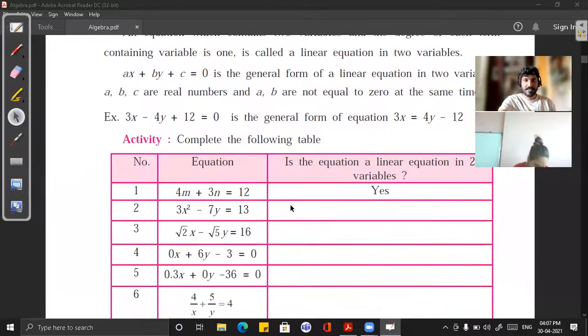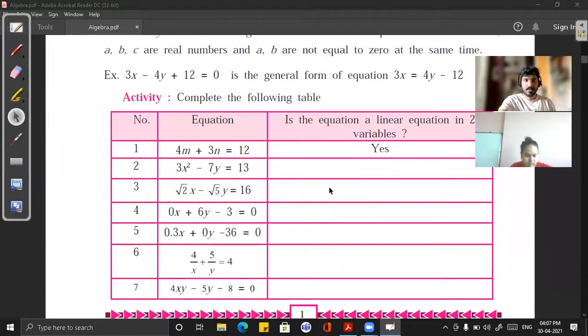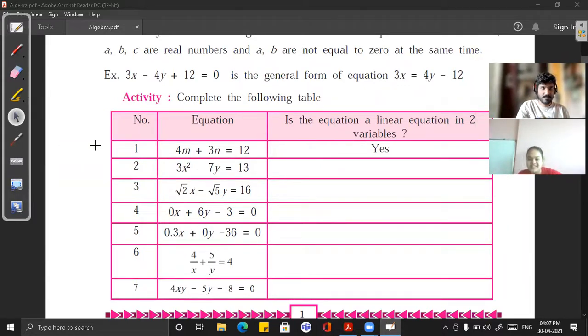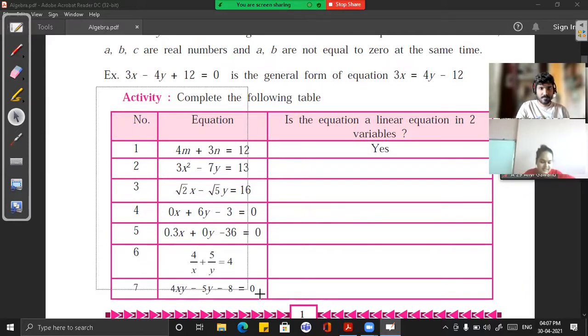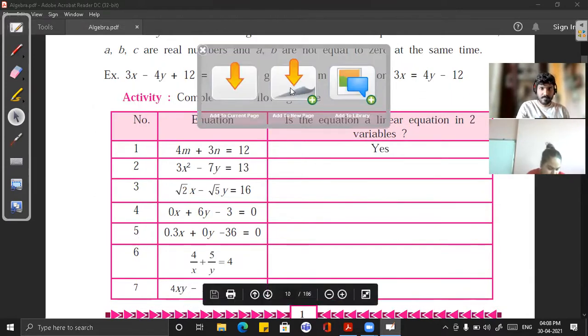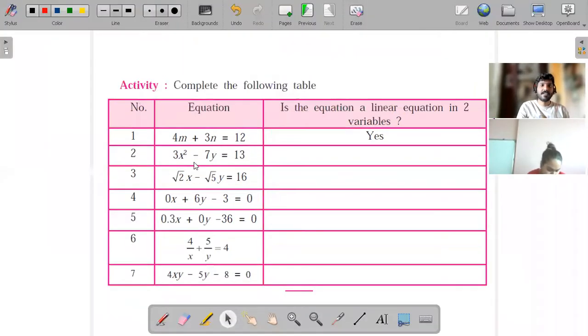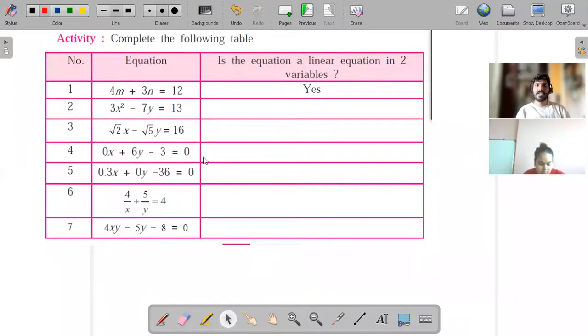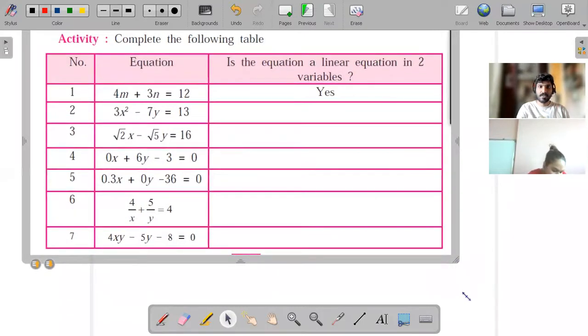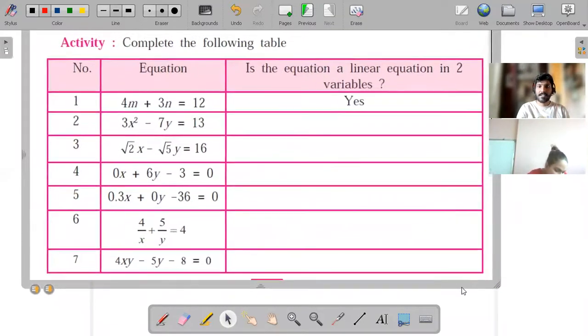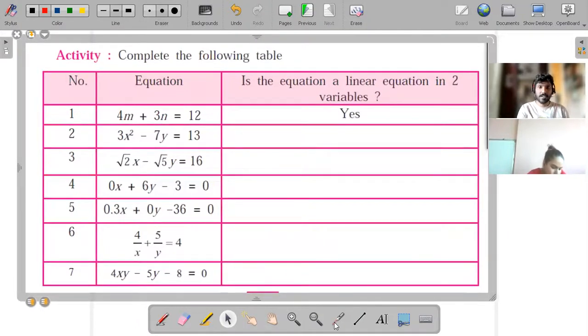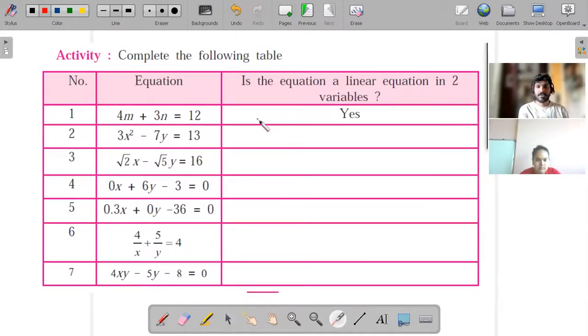Okay, let's do this activity that is there in your textbook. Yes, you have to do all the activities in the textbook. It says complete the following table, and is the given equation a linear equation in two variables? So it has to be a linear equation and in two variables. So there should be two variables. Let's look at the first one. The first one is already done: 4m plus 3n equal to 12.